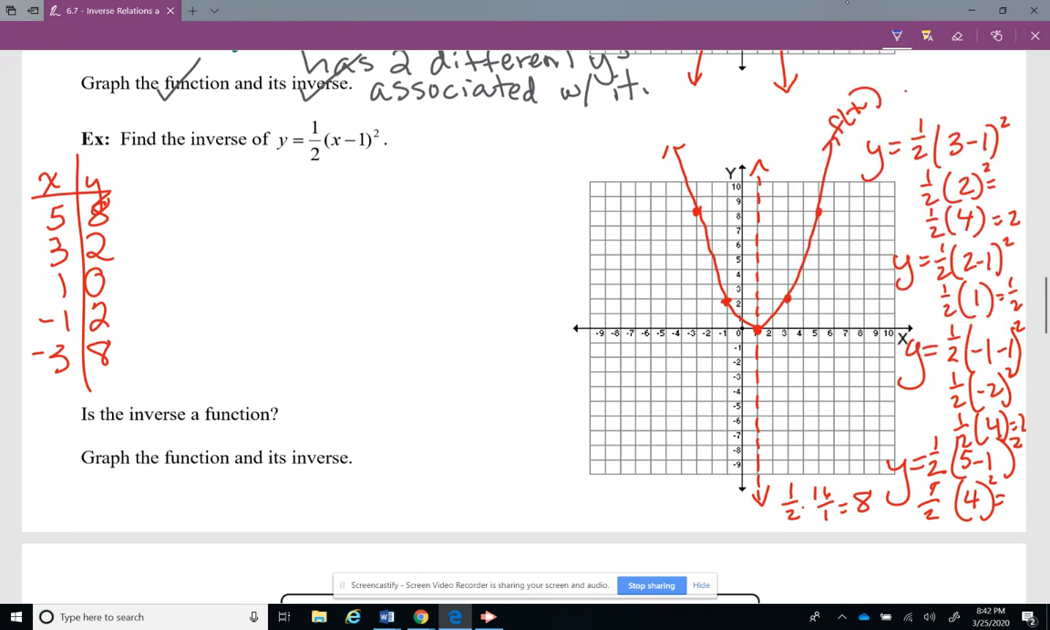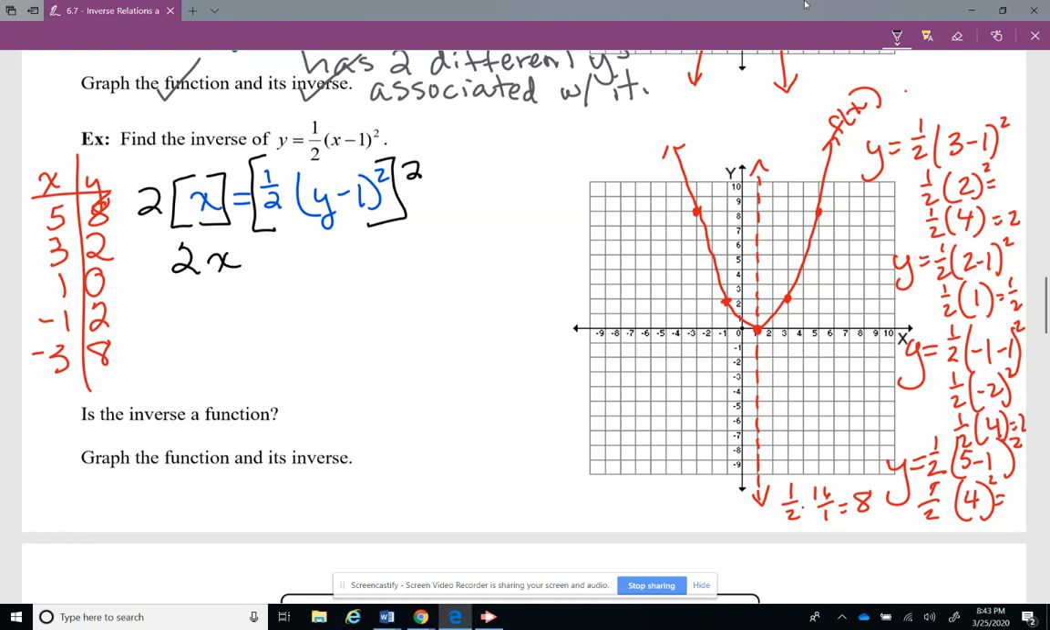And we're going to go do our inverse. All right, so our inverse means we're going to switch these two. So that's going to be x equals 1/2 times (y minus 1) squared. All right, think outside the box. Okay, we got to get rid of that 1/2. How do you get rid of a fraction? You multiply by the reciprocal. So I'm going to use black so you know where I'm at. I'm going to take both sides and multiply by the reciprocal, which is 2.